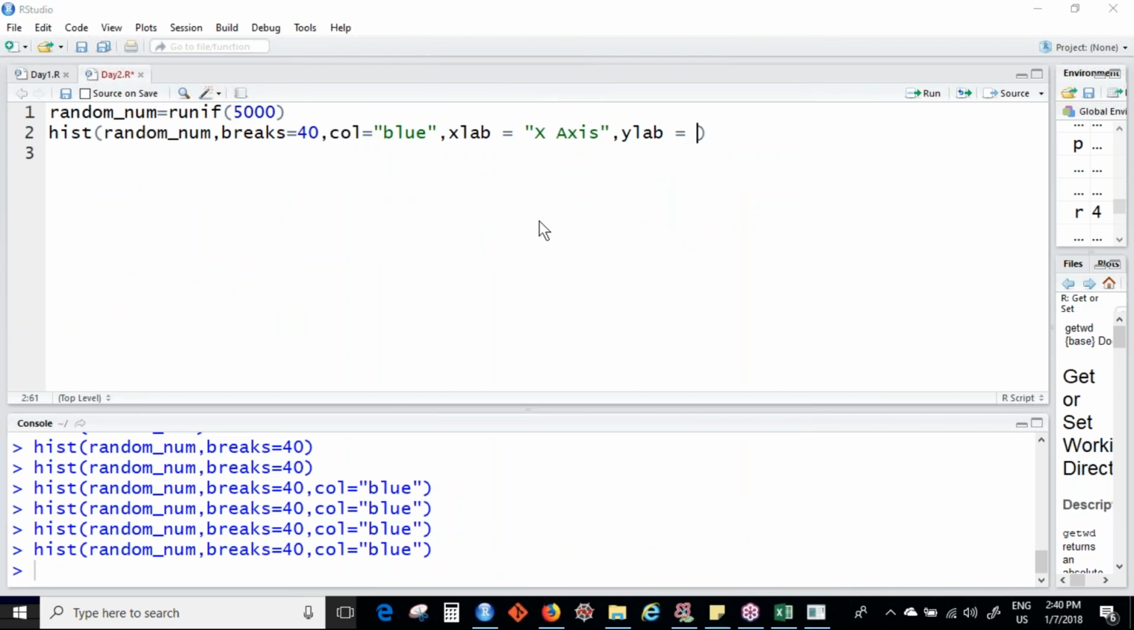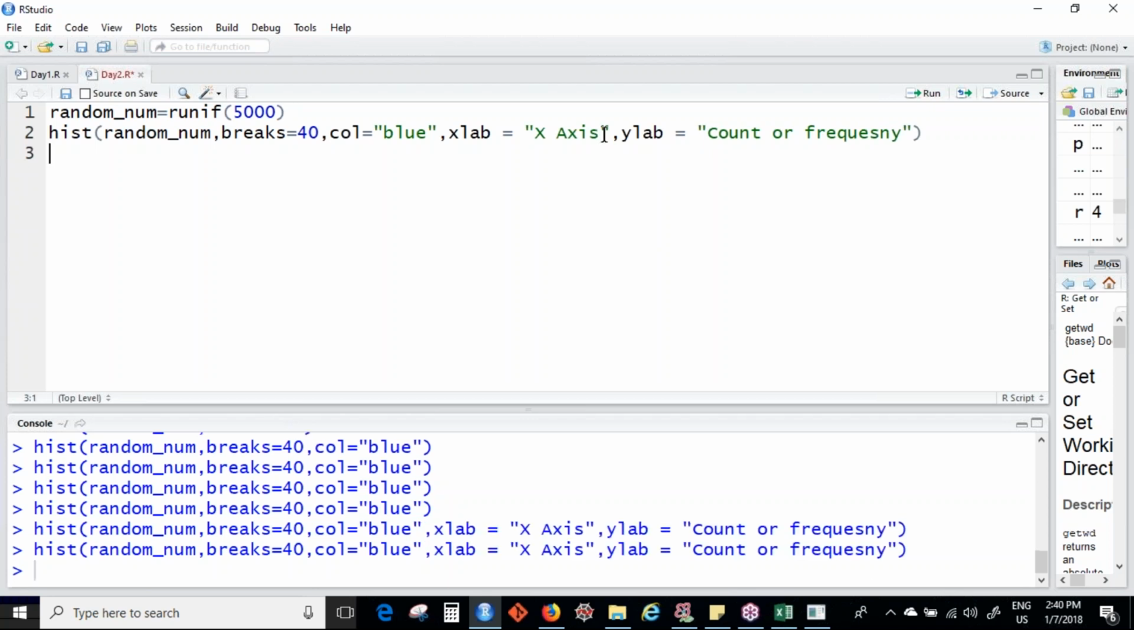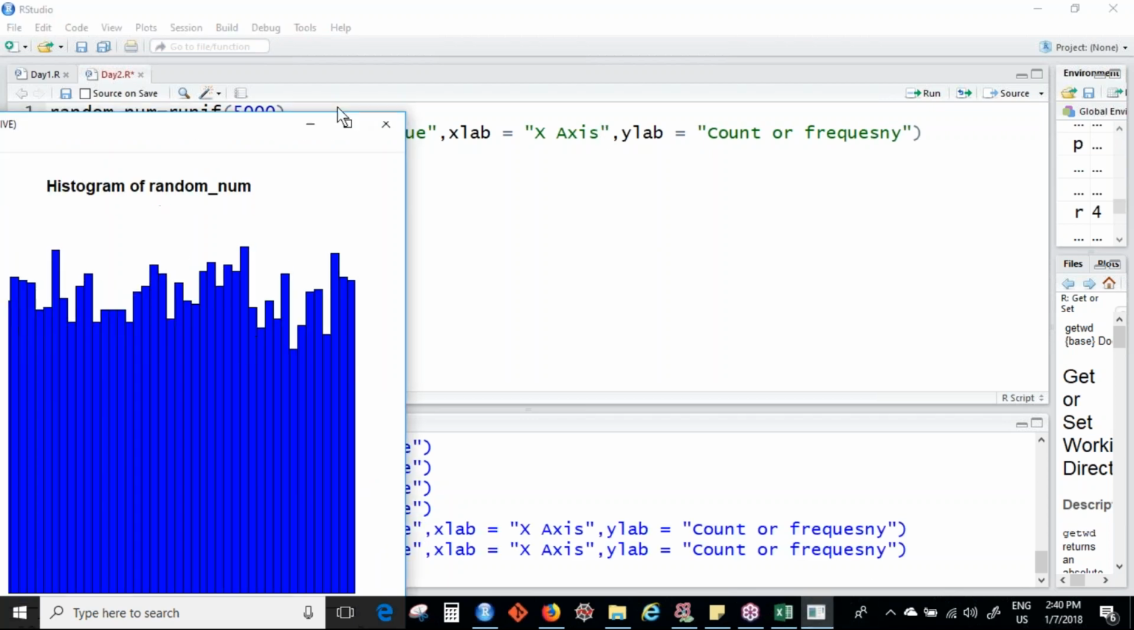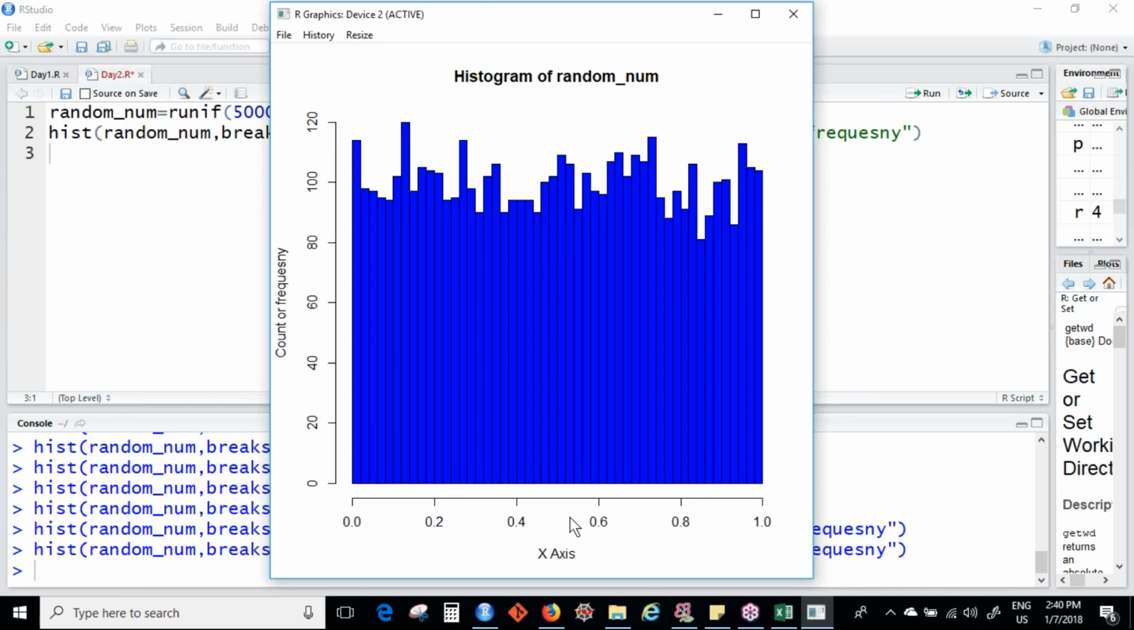Okay, it's very simple. If you use IntelliSense, you don't have to memorize anything. You can write, let's say, count or frequency. Okay, so this will give you the labels. So now you see, instead of random numbers here, you are getting x-axis. Instead of what you were getting earlier, now you have count frequency.